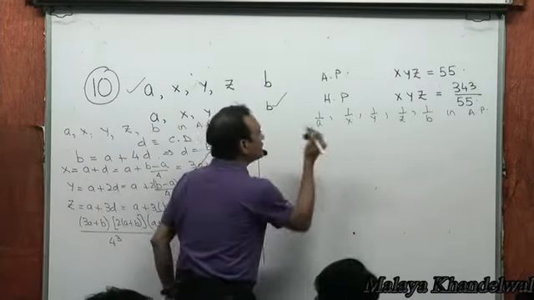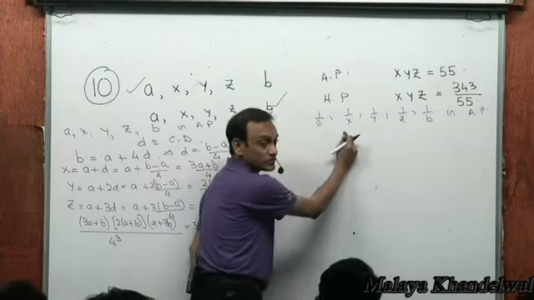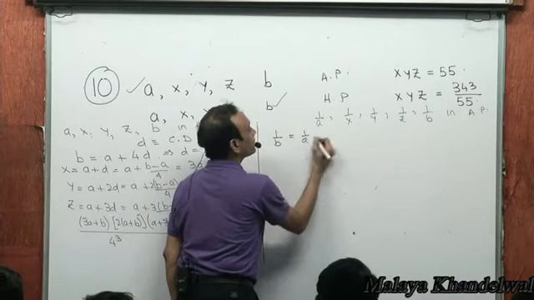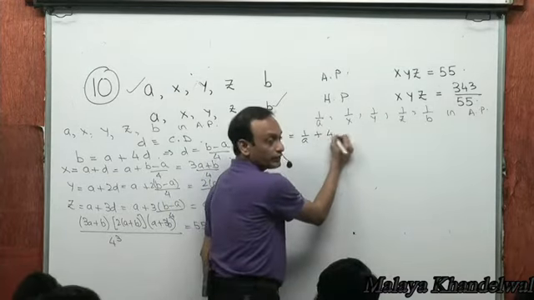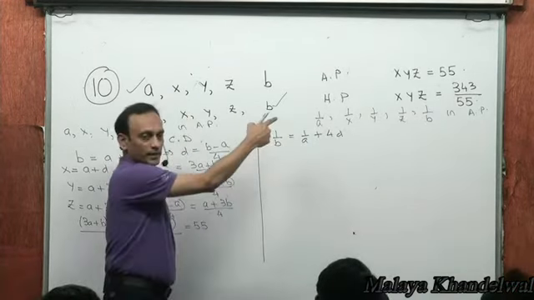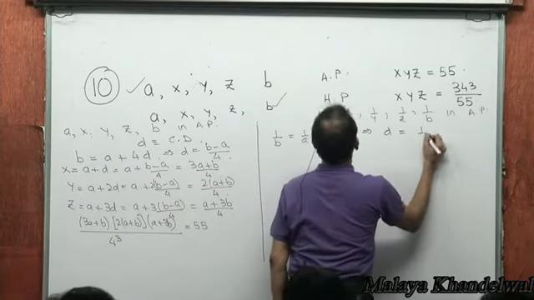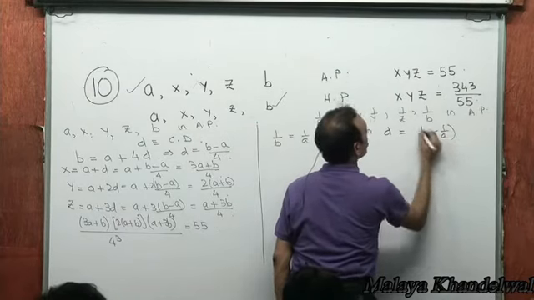Which means, now exactly the same way, if D is the common difference of this AP, then what would 1 by b be? 1 by b would be 1 by a plus 4D. D is the common difference of this new AP, right? D therefore will turn out to be (1 by b minus 1 by a) by 4.